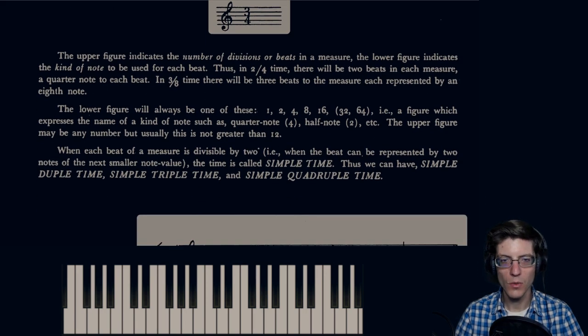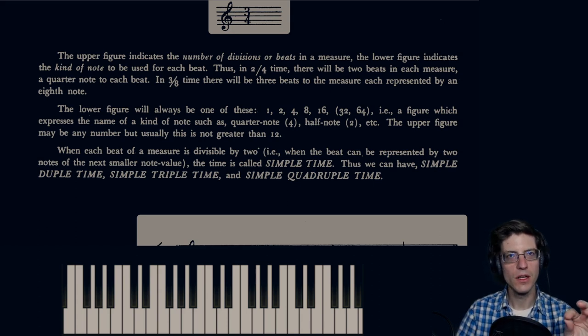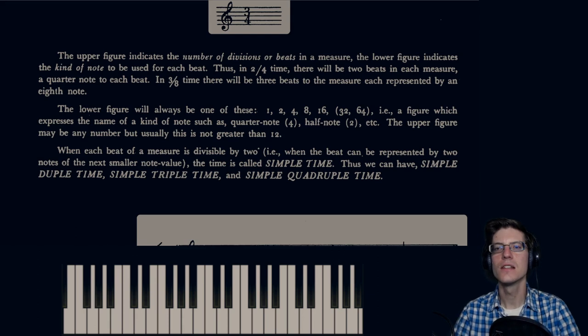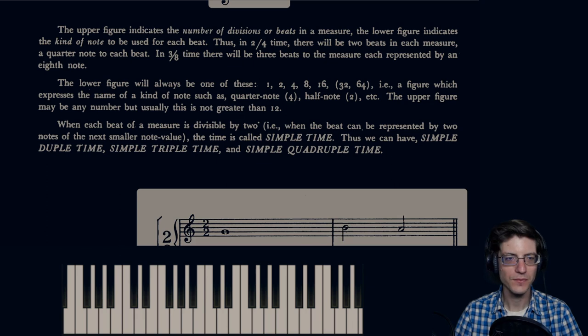The lower figure will always be one of these: 1, 2, 4, 8, 16, 32, 64. A figure which expresses the name of a kind of note, such as a quarter note, 4, half note, 2, etc. So you think of these as being various subdivisions of 1, right? 1 divided in half is 2. 2 halved is 4. 4 halved is 8. 8 halved is 16. And you can see as you go further and further.